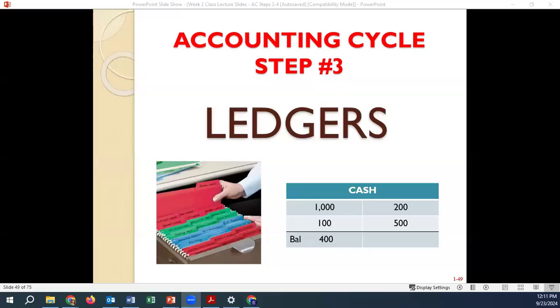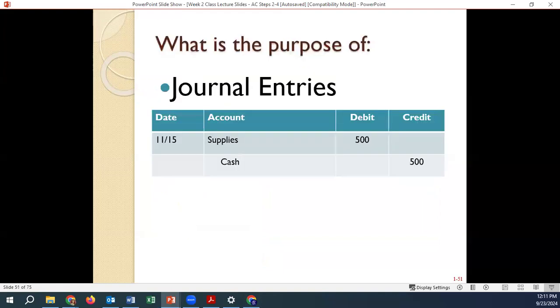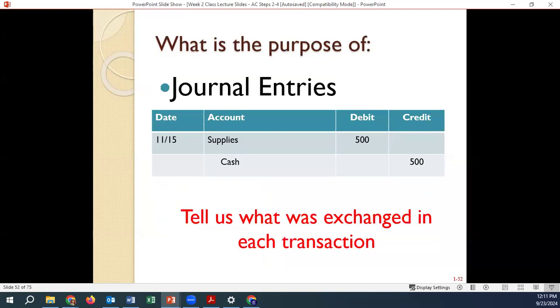Hello, everyone, and welcome to this video on accounting cycle step 3, which is ledgers. Now, where we left off in the accounting cycle was with step 2, which were journal entries. And journal entries are a very important step and very useful. They serve a certain purpose, right? The purpose of journal entries is to tell us what was exchanged in each transaction.